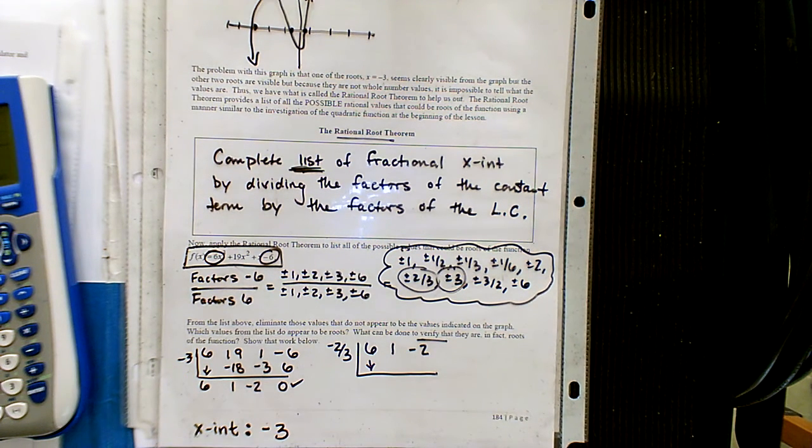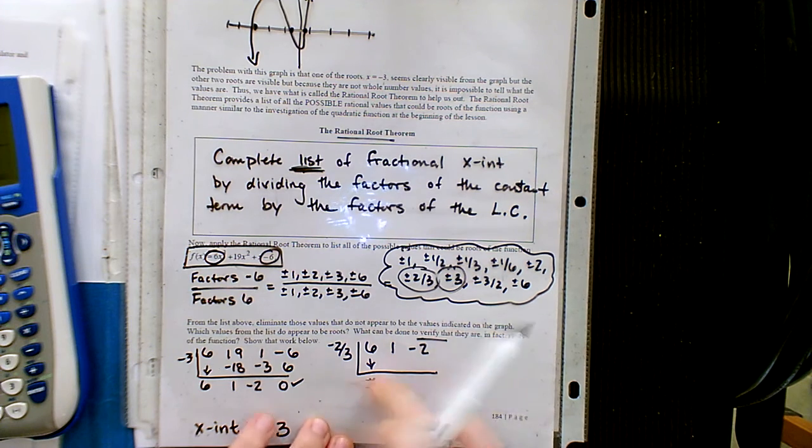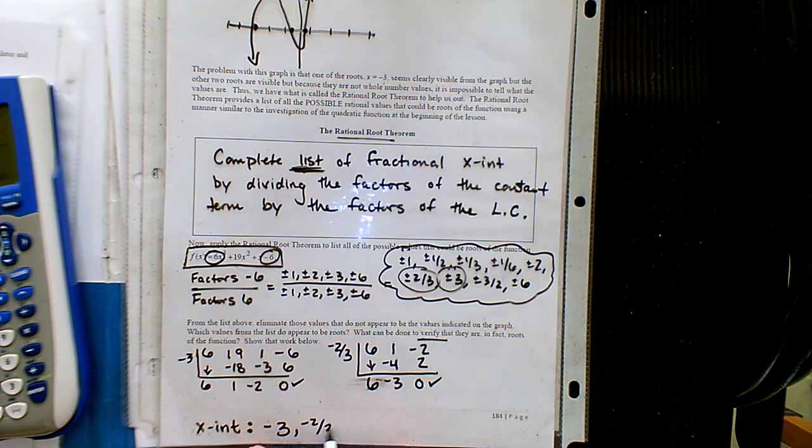All right, let's test it. So -2/3 times 6. -2 times 6 is -12. Divide 3. -4. Oh wait, that goes here. That goes there. Okay. Then we'd get -3. -2/3 times -3, +2. Remainder 0. Check. All right, so we'll add -2/3 to our list of x-intercepts.